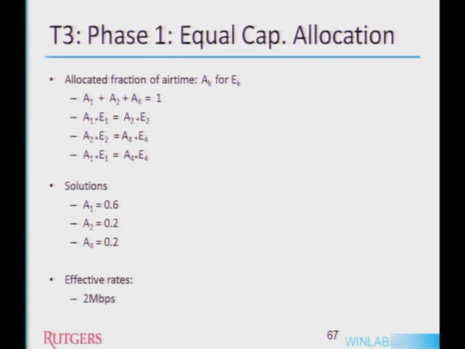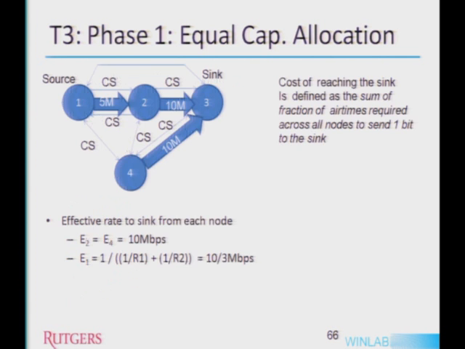So this is basically a linear system of equations. If you solve these, you can come up with the fractions which you need to assign to each of these flows, and then you can come up with the rate. So the maximum rate which we get in this case is 2 Mbps per node. So each of these nodes, 1, 2 and 4, can send traffic with 2 Mbps to the same.